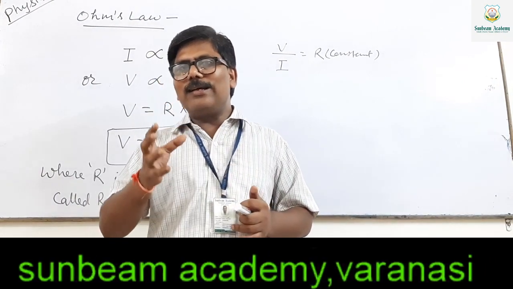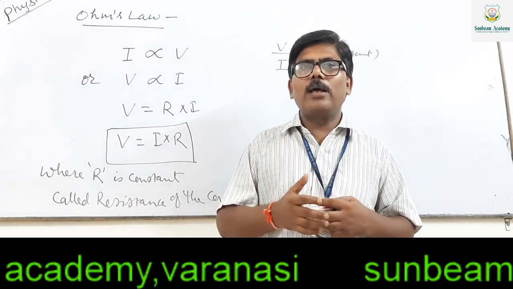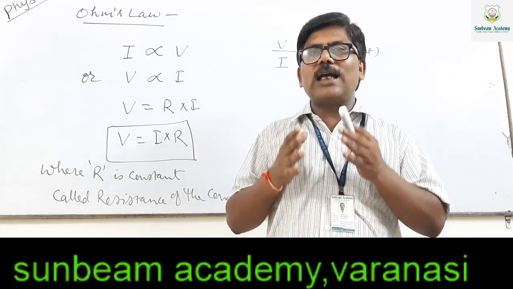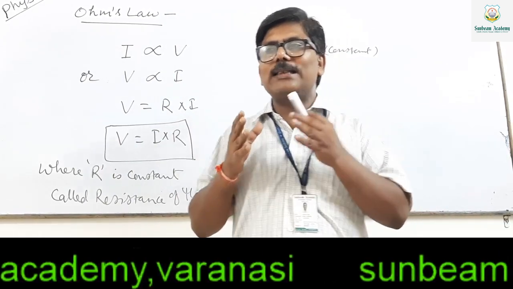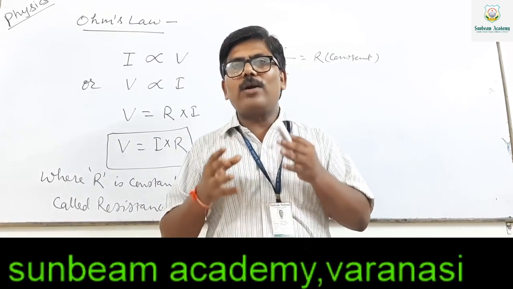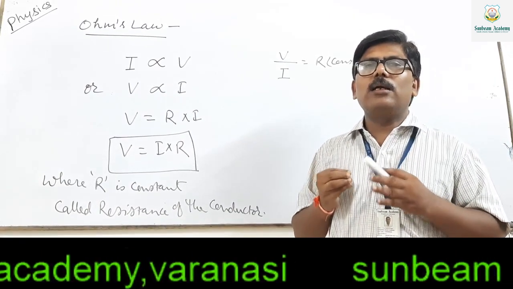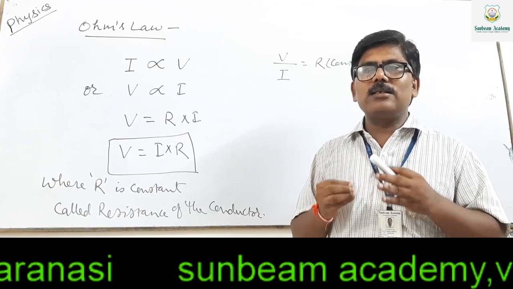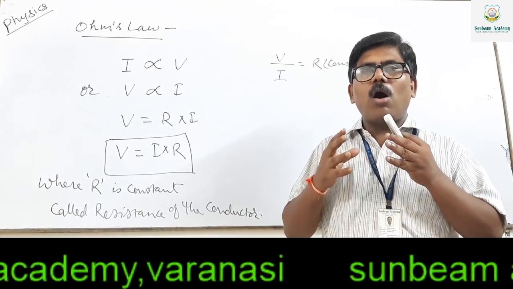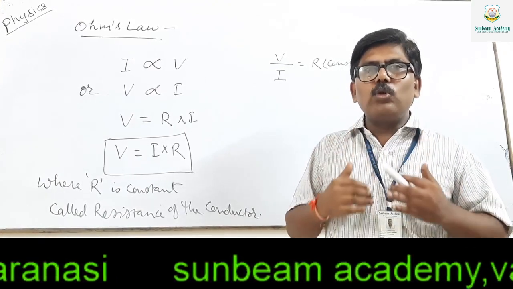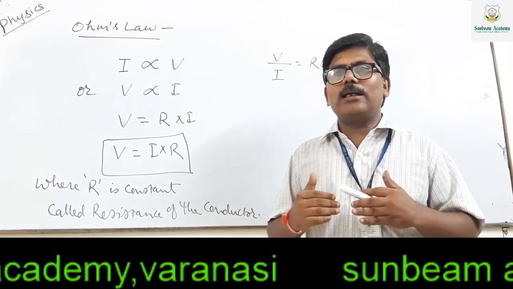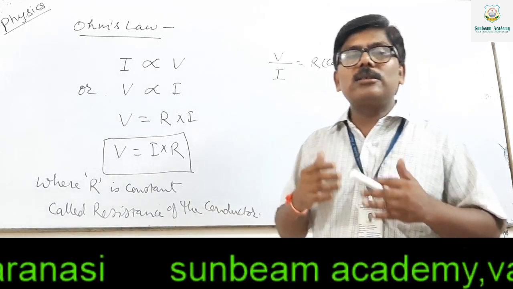Means this resistance of the conductor opposes the motion of flow of charge through the conductor, or you can say that resistance of the conductor opposes the flow of current in the conductor. Resistance is defined as the opposition, or you can say that which opposes the flow of charge or current in the conductor, that is called resistance of the conductor.